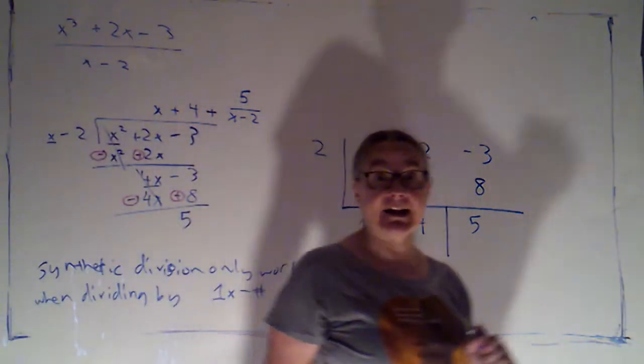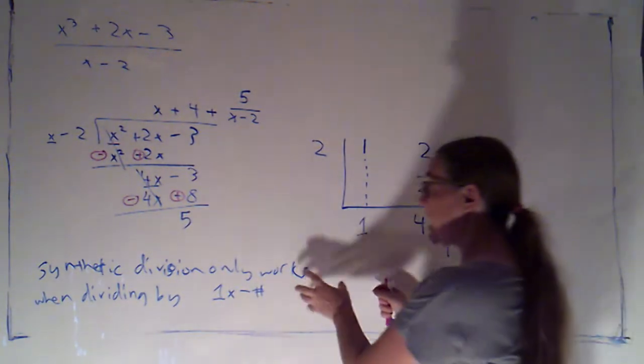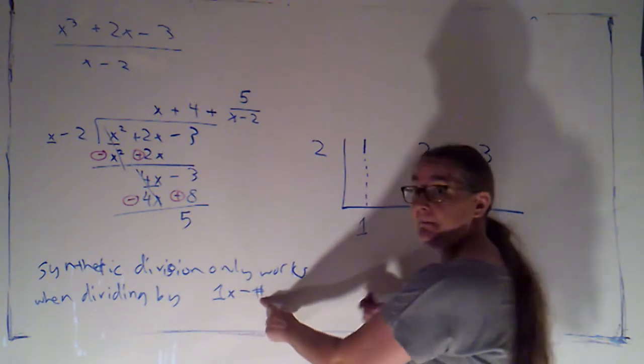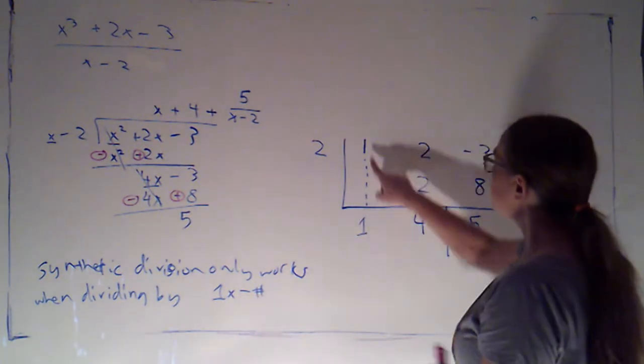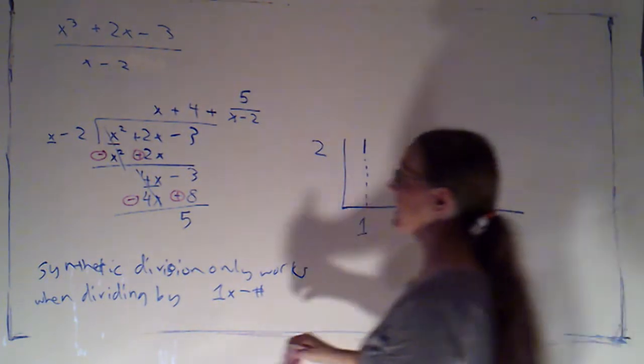Now let's see why it works. It works specifically because we have 1x minus a number. So notice my first coefficient here was 1.